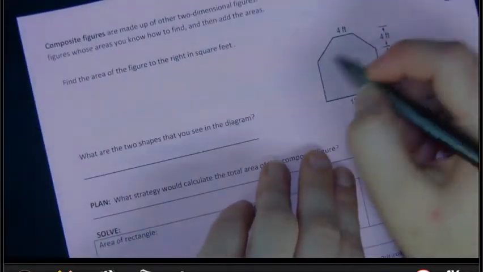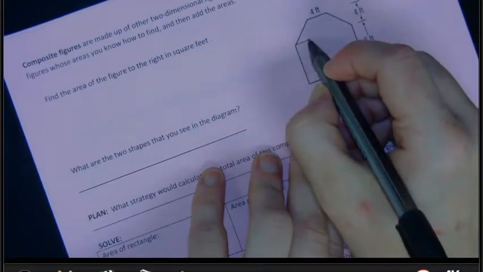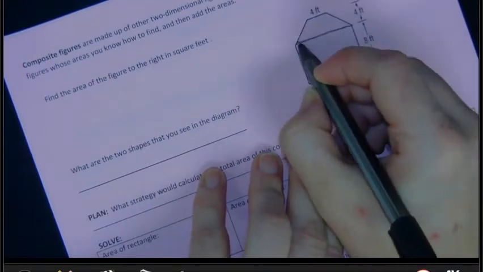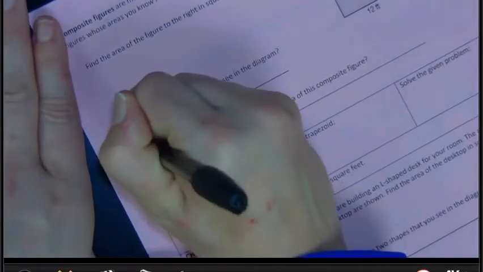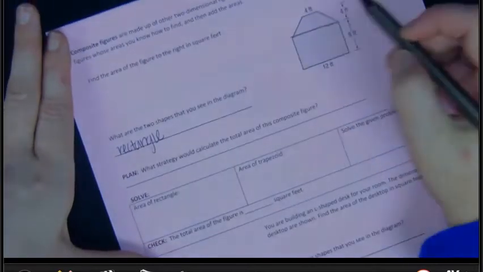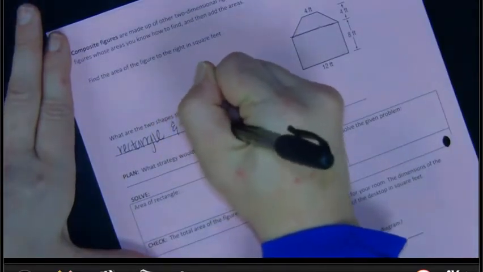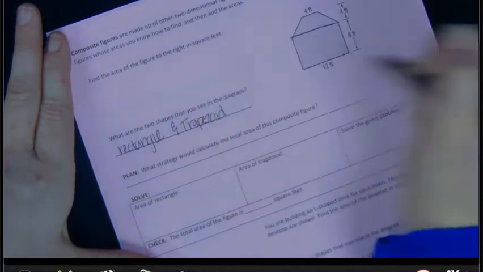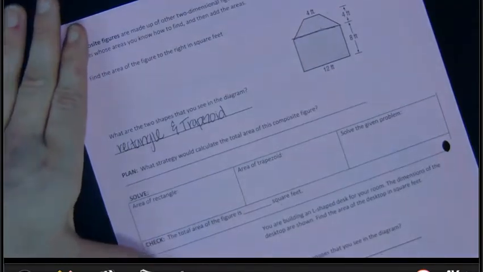So I see that I have a barn-looking shape, okay? But if I were to connect from here to here, I can pull out two different shapes. So the first shape I see is a rectangle, okay? And the second shape, what's on top, let me zoom out here. The second shape on top I see is a trapezoid, okay? I think I spelled that correctly. I did. Okay, I see a rectangle and a trapezoid.